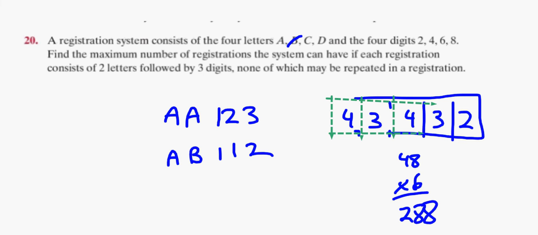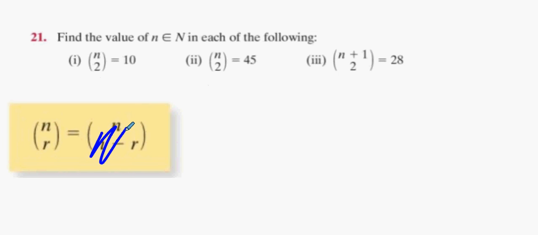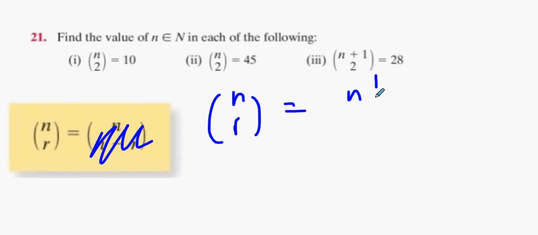Let's move on. This one here. Now, instead of n, we have n plus 1. Is that alright? Sorry, that's not the formula I'm looking for. I'm looking for this formula here. nCr is n factorial over r factorial times n minus r factorial. That's in your log book, okay?